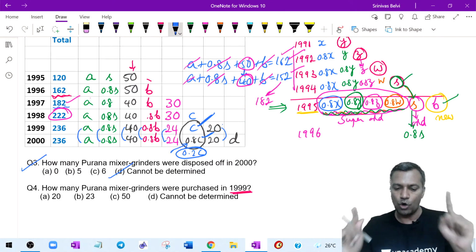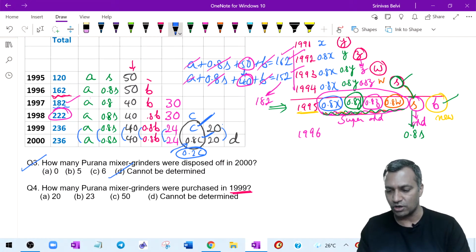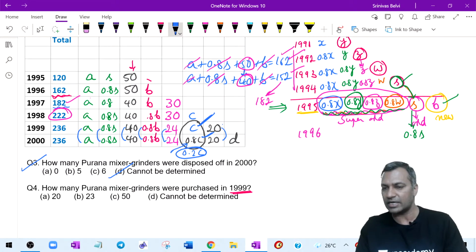That is the answer. How many Purana mixer grinders were disposed of in 2000? The answer is nothing but D, cannot be determined.